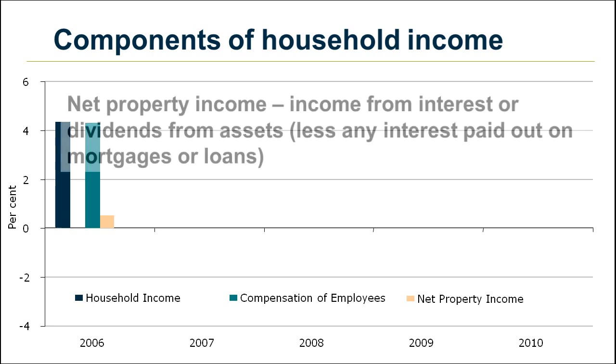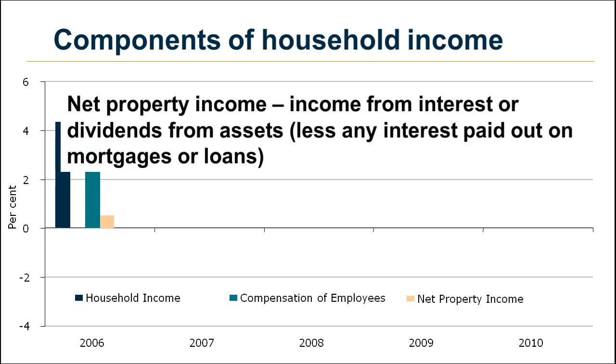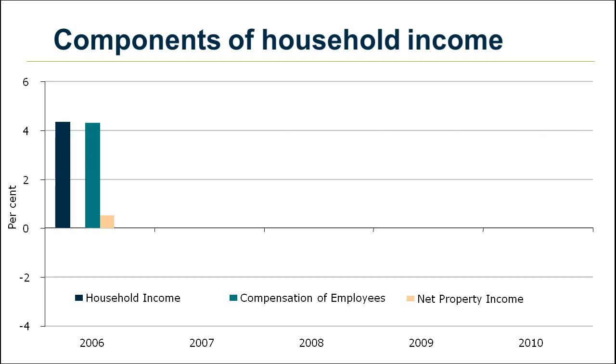Now the next component is net property income, which in simple terms is the income from interest or dividends from assets, for example savings in a bank account, less any interest paid out, for example on mortgages or loans. Note that if mortgage interest payments fall and nothing else changes, this would lead to an increase in net property income. In 2006, of the increase in household income, 0.5% came from net property income.